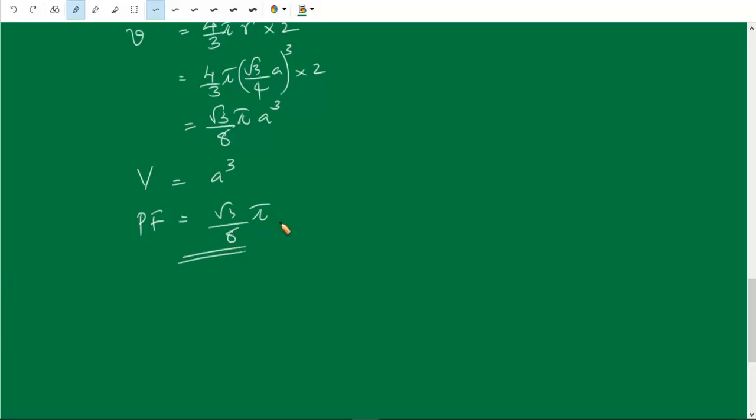So this is equal to 0.68. That means 68% is the volume actually occupied by the atoms. Closest packing of all these three cubic crystals is in FCC, face-centered cubic crystal.